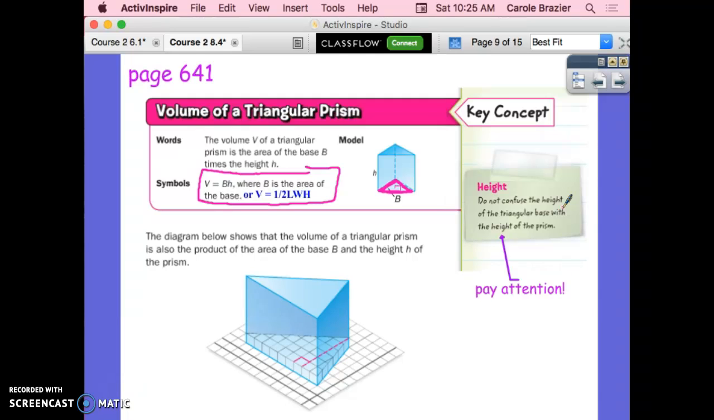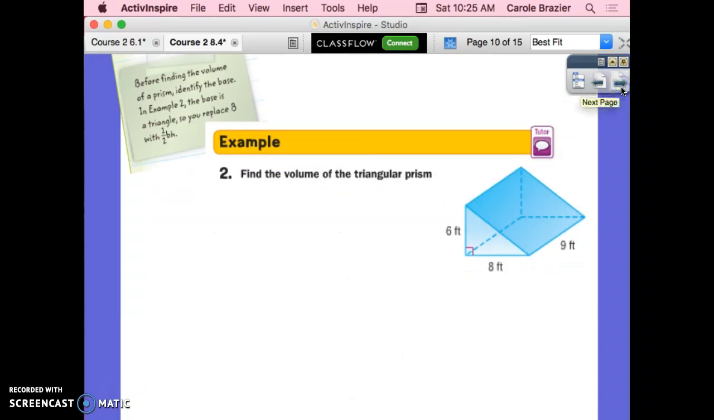Okay? So looking at this next one, we're going to find the volume of the triangular prism. So again, I'm going to have you write your formula out. The way I would write this out is I would write it for my triangle first. So I know for my triangle it's base times height divided by 2. And I would complete this first. So I'm going to have 6 times 8 divided by 2. So there's my triangle. Okay? And then I know I have to multiply by the height of the prism. So I'm going to multiply this by 9.